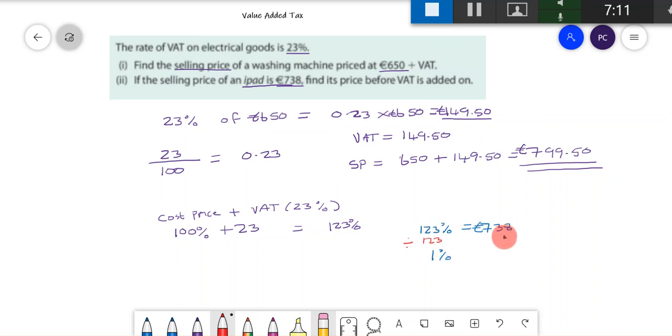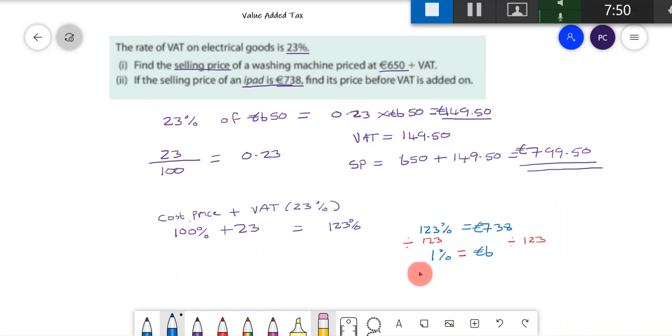So if we divide this side by 123, we divide the other side by 123 as well. What that tells us is that 1% is going to be equal to €6. So if 1% is equal to €6, we want to find out what it is at 100%, which is going to be the cost price.